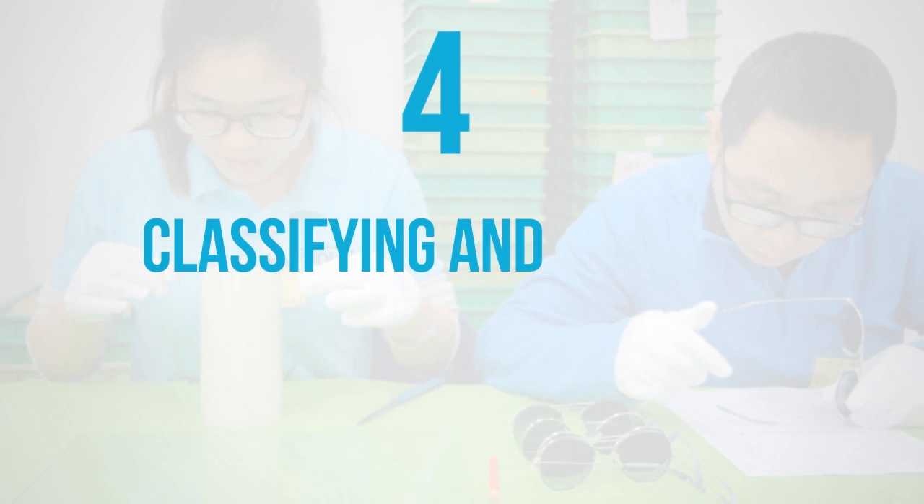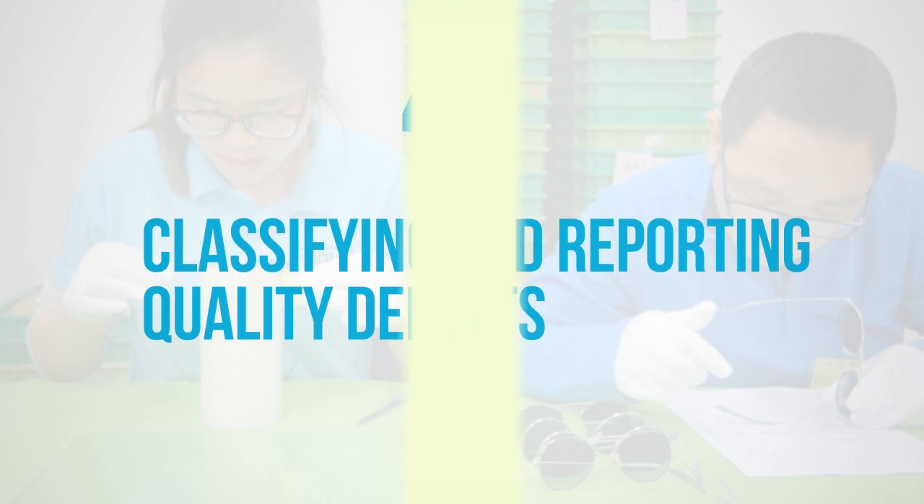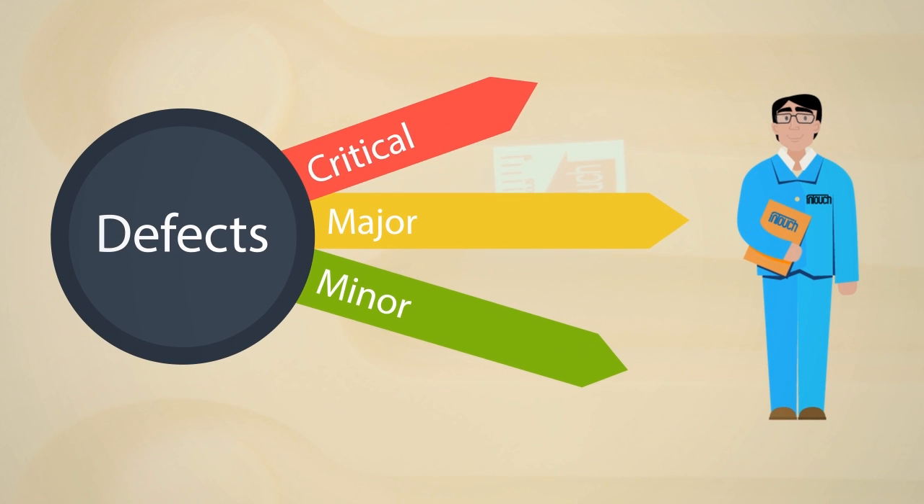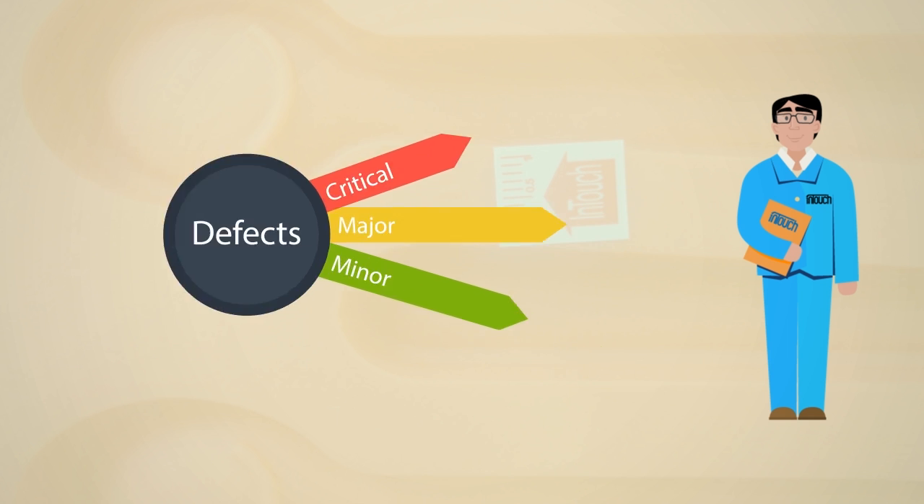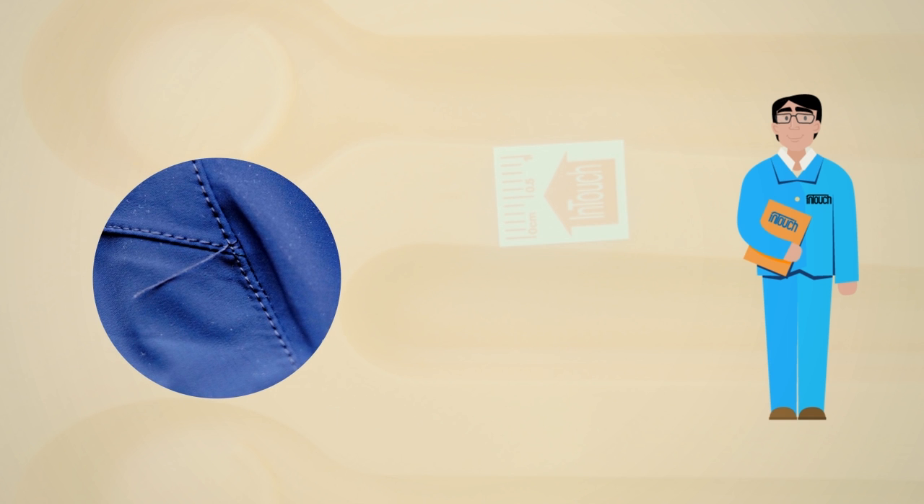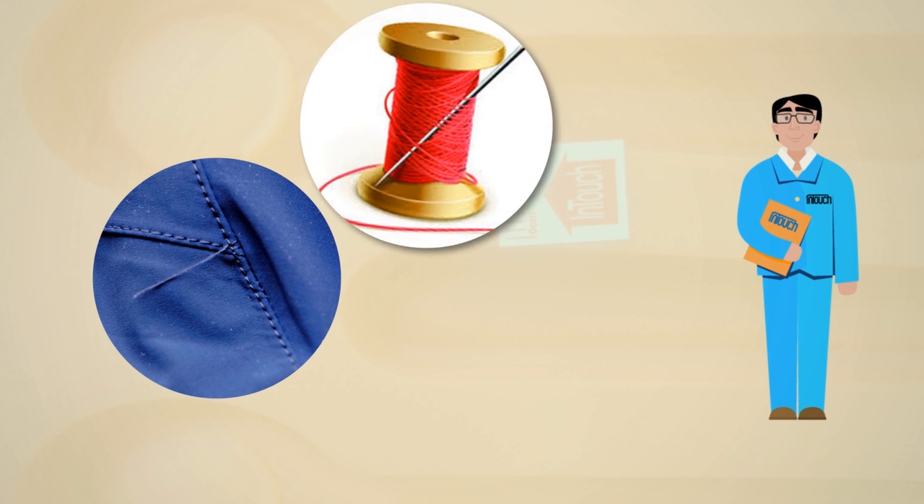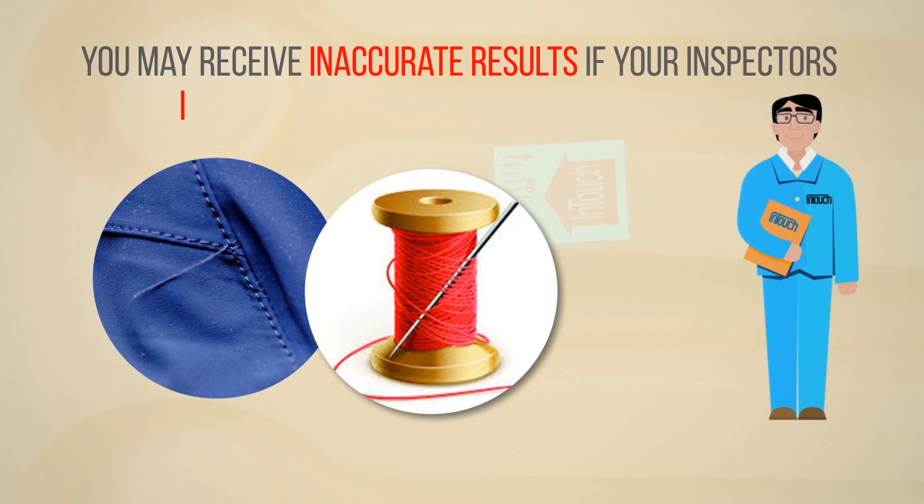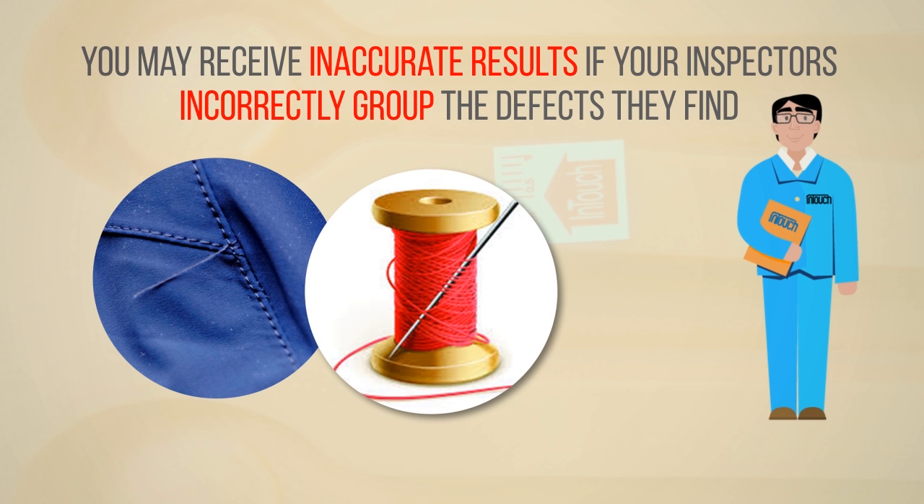4. Classifying and reporting quality defects. QC professionals typically classify defects as critical, major, or minor in order of severity. For example, you might consider untrimmed threads in a garment to be a minor defect, while a needle left in a garment would be critical. Inspectors often refer to the QC checklist for guidance on how to classify and report any defects found during inspection. Your tolerance for more serious defects will probably be lower than that for less serious defects, so you may receive inaccurate results if your inspectors incorrectly group the defects they find.